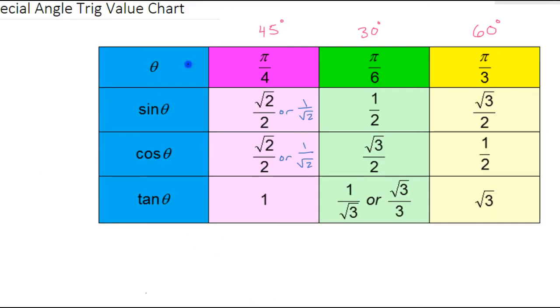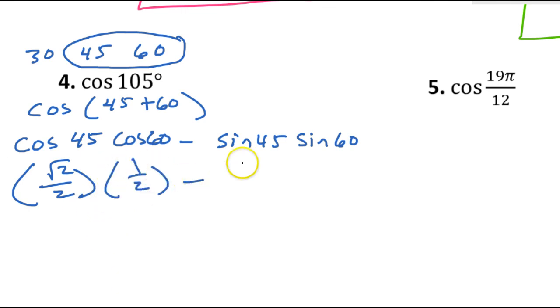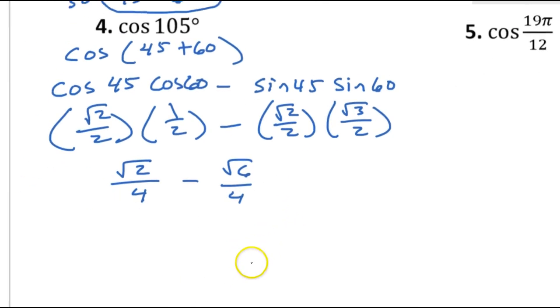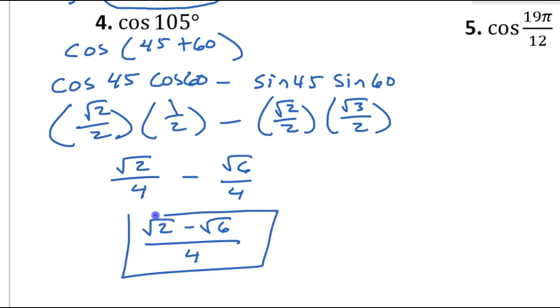And again, I have memorized all of these trig values. So cosine of 45 is radical 2 over 2. Cosine of 60 is 1/2. Sine of 45 is radical 2 over 2. And sine of 60 is radical 3 over 2. So that is going to give us radical 2 over 4 minus radical 6 over 4. So the final answer is going to be radical 2 minus radical 6 over 4.